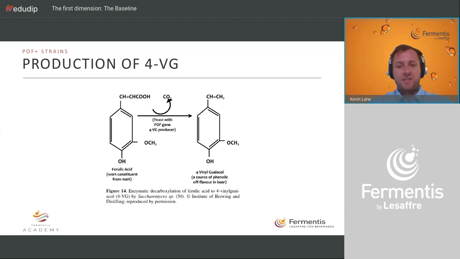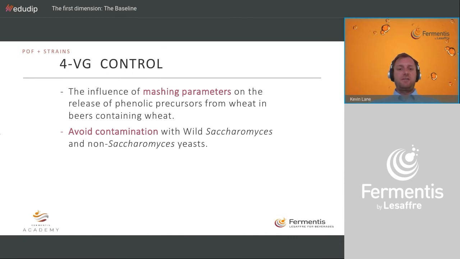Here's the actual decarboxylation, and you have ferulic acid on the left side, 4-VG, 4-vinyl guaiacol, on the right side. It's a decarboxylation by the enzyme that's present in those yeast cells, so they're able to convert this. If the strain is POF negative, it doesn't have that enzyme, therefore it can't convert the ferulic acid to the 4-VG.